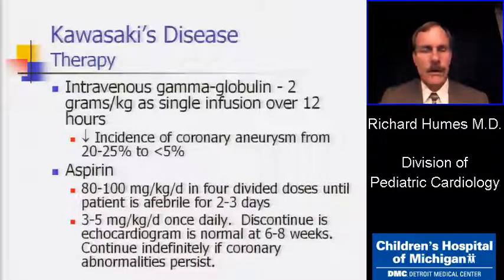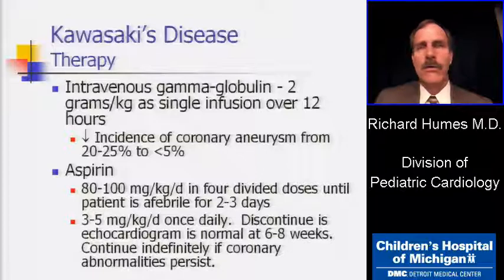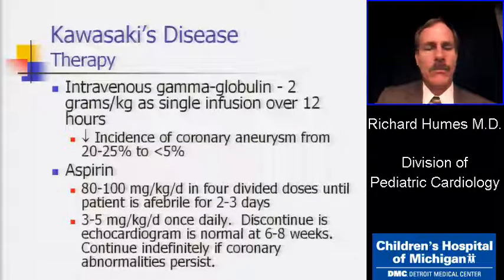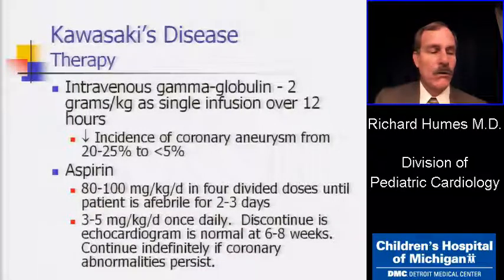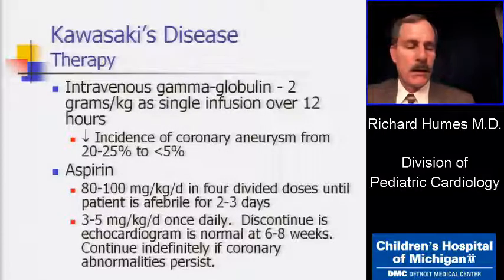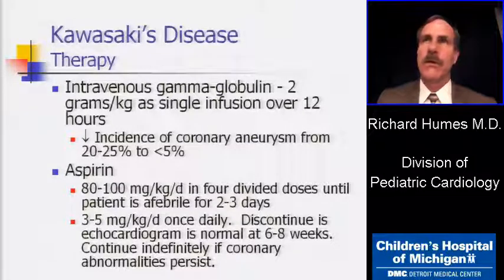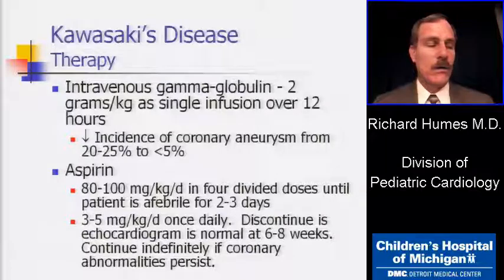The treatment is intravenous gamma globulin, 2 grams per kilogram as a single infusion over 12 hours. This has decreased the incidence of coronary aneurysms in patients with this therapy from untreated at about 20 to 25% down to less than 5%. Aspirin is also part of this therapy, starting in a high dose with 80 to 100 milligrams per kilogram per day, and following up with a low dose of 3 to 5 milligrams per day after the patient exits the acute phase. This should be discontinued with a normal echocardiogram at about 6 to 8 weeks, continued indefinitely if coronary anomalies persist.